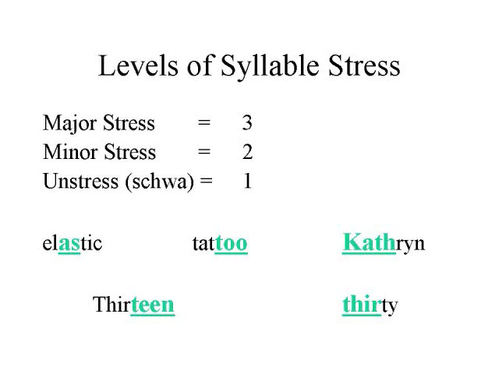Elastic. In the word elastic, we have a pattern 1, 3, 1. Tattoo, tattoo, tattoo. This is a pattern of a 2, 3. Catherine, Catherine, Catherine. This is a 3, 1 pattern. 13, 13, 13. This is a 1, 3 pattern. And 30, 30, 30 is a 3, 2 pattern.